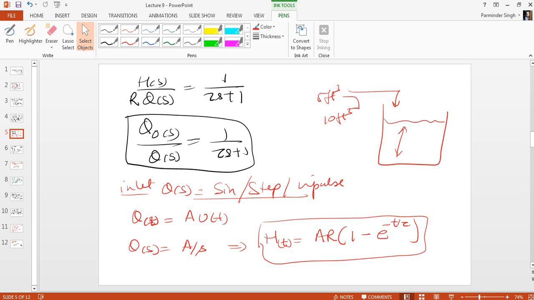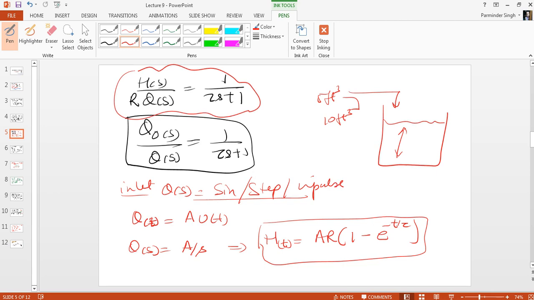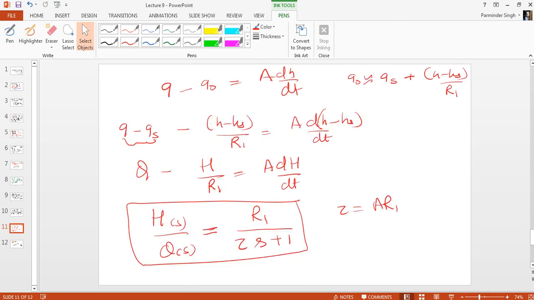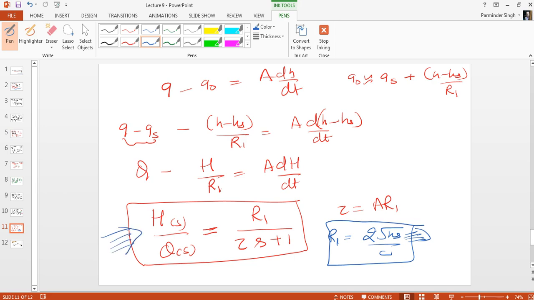over here in a linear system it was R over tau s plus 1, whereas in a non-linear system it is R1 over tau s plus 1, where R1 is your 2 under root of Hs by C. That means first we need to evaluate R1 under steady state conditions, and then we can use that R1 directly over here to calculate the transfer function for your non-linear system.